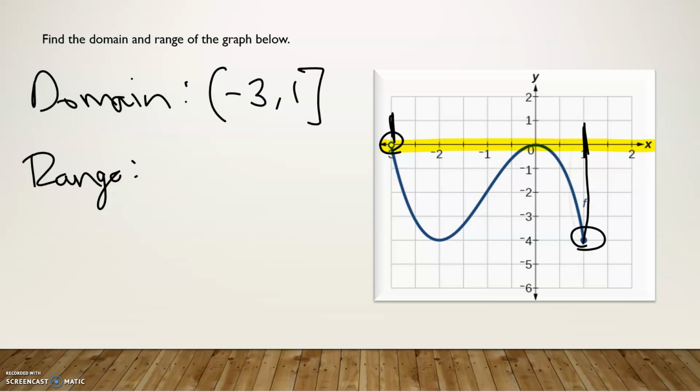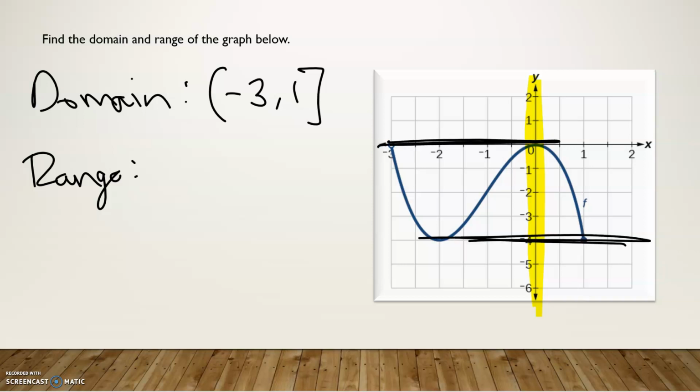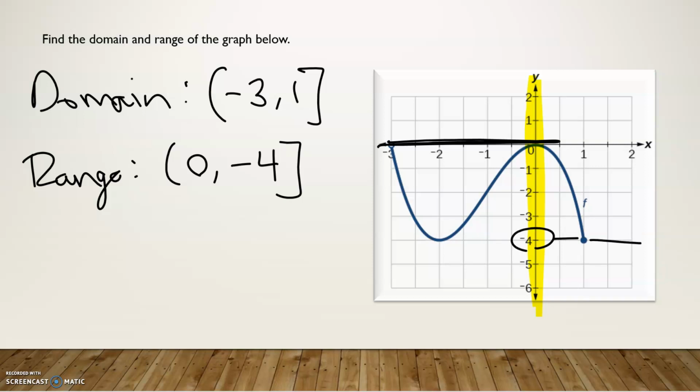Okay, range. Now we're looking at our y-axis here. This graph looks like it starts at y equals 0 and ends at y equals -4. Same thing, for the 0 we had an open circle there, so it's not including that 0. And for the -4, it has a closed circle there, so we would have a bracket for the -4. Just so you can see it, there's our -4. That's where our graph is ending.